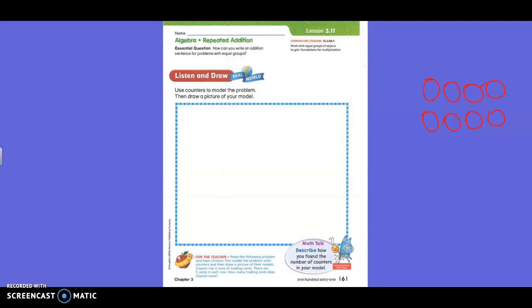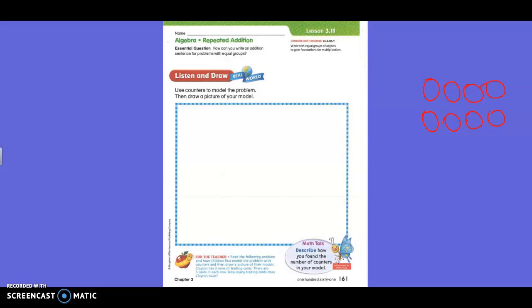How many objects are in each row? Or how many circles are in each row? Matthias? 4. 1, 2, 3, 4. Okay. How many rows are there? Finley? 2. How many objects in all? Look at mine. You have to look up here. How many objects in all? 8.